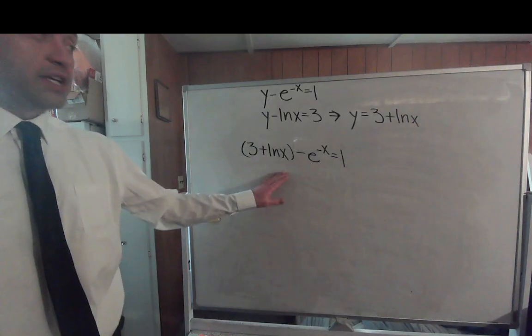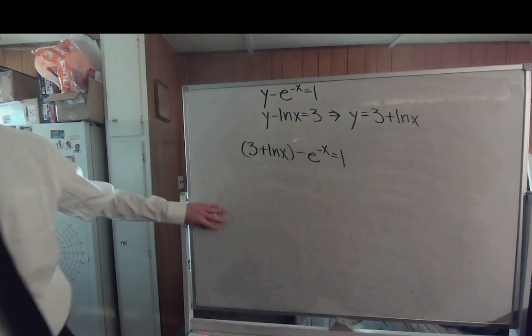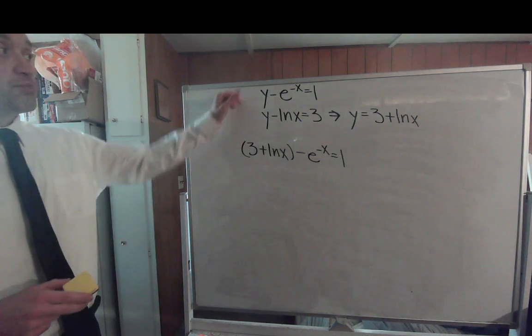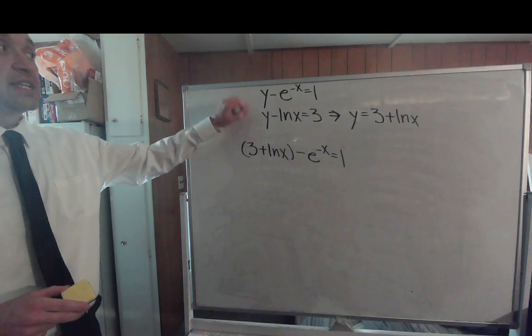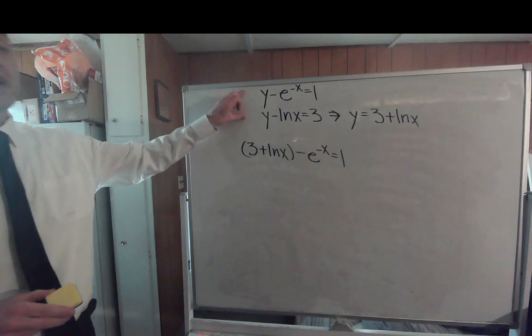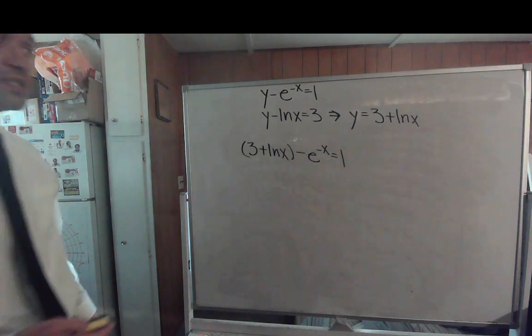Now, graphically, you might be able to. This is a fine example of a graphic solution. That's where you would have to put each of these into your calculator and graph them, and then use the intersect feature to figure out if these intersect at all, and you would probably get decimal approximations.